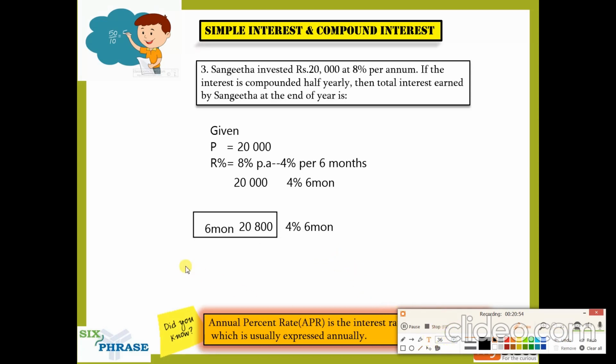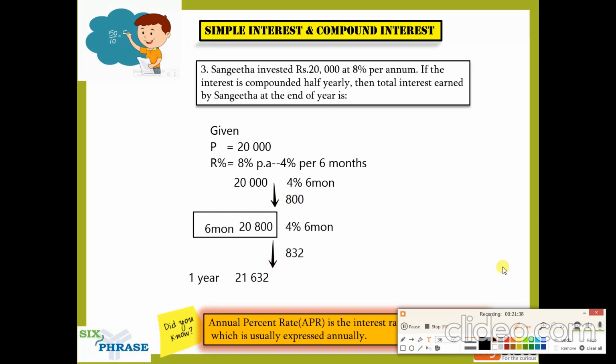So at the end of 1 year, guys, what will happen is you will have 21,632. This is what they'll get. This is at the end of 1 year, because the interest here is 800, and the interest here will be 832. So if you add 800 and 832, you will get, here it is 800, here it is 832.